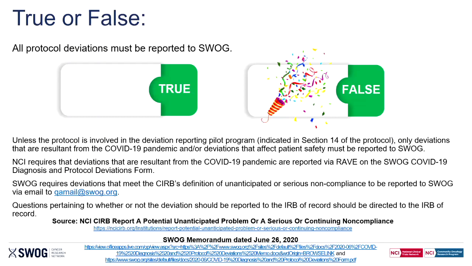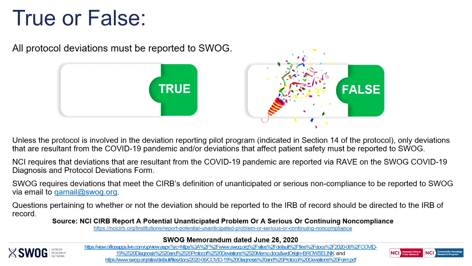SWOG requires deviations that meet the CIRB's definition of unanticipated or serious noncompliance to be reported to SWOG via email to qamail@swog.org. Questions pertaining to whether or not the deviation should be reported to the IRB of record should be directed to the IRB of record. That's a fun statement. And again, there's a source there if you need to learn some more information. We do get a lot of calls at the SDMC, like, how do I report this deviation to you guys? This is a very handy reference.